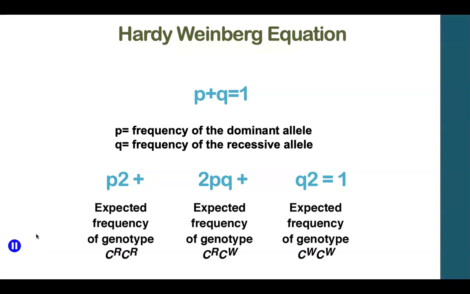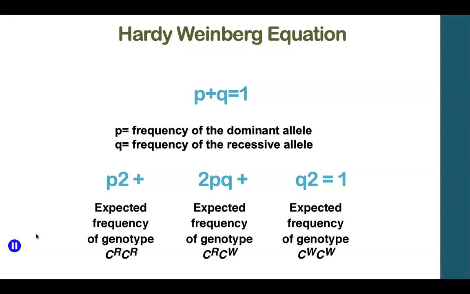Now, the frequencies of each of those alleles is always going to be equal to 1. So if you're sharing a pie with a friend and you eat 3/4 of that pie, your friend gets the last remaining quarter. If they eat 2/3 of the pie, you get 1/3. So if one increases, the other must decrease because they're all part of a whole.